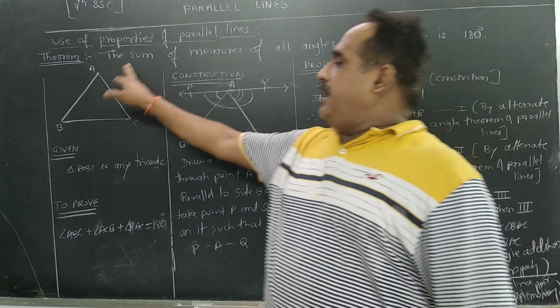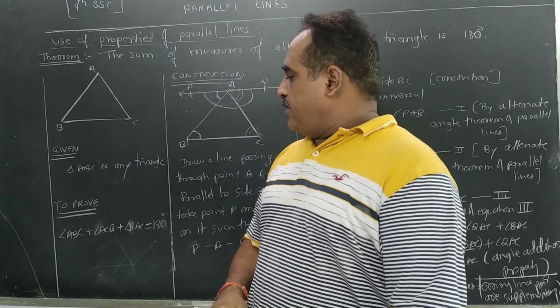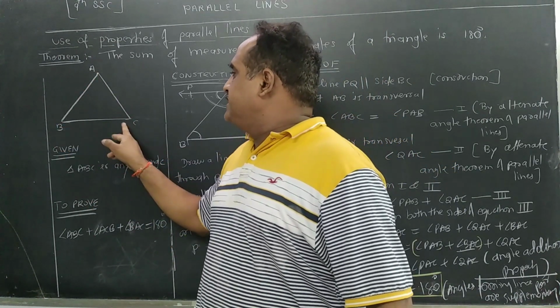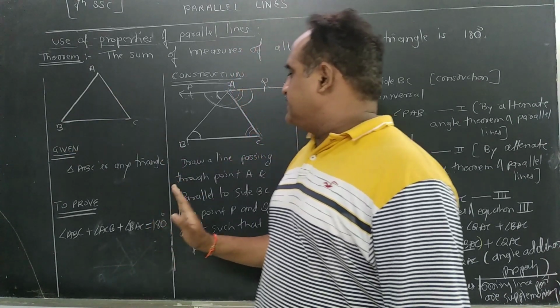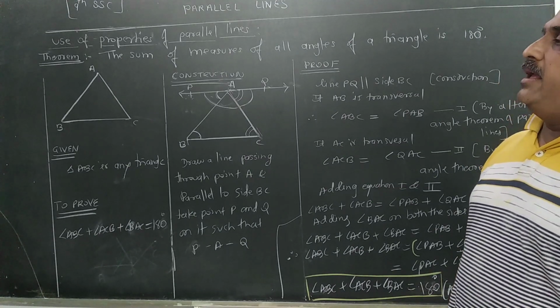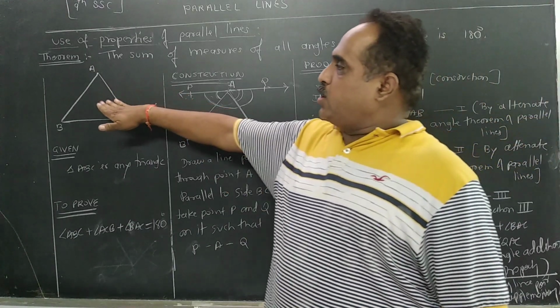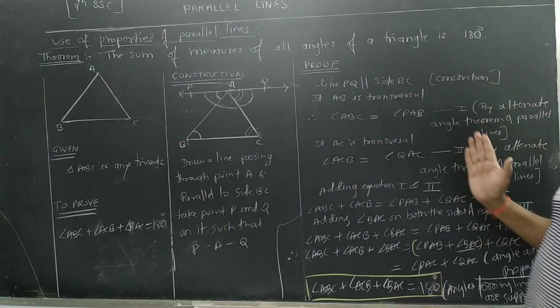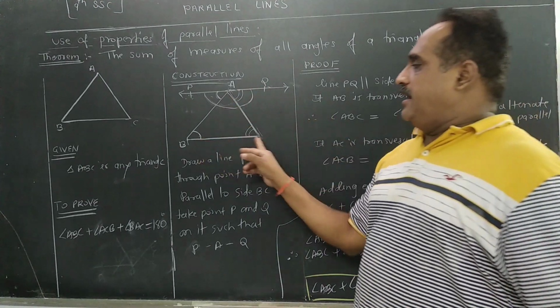So this is a triangle ABC. Angle ABC is any triangle, and the sum of the measures, कौन से angle है? Angle ABC, angle ACB and angle BAC is equal to 180 degree. Once again I am repeating, usually we are going to do the construction in this figure only, but I don't know what they have given. So we are going to draw the figure once again, that is triangle ABC.